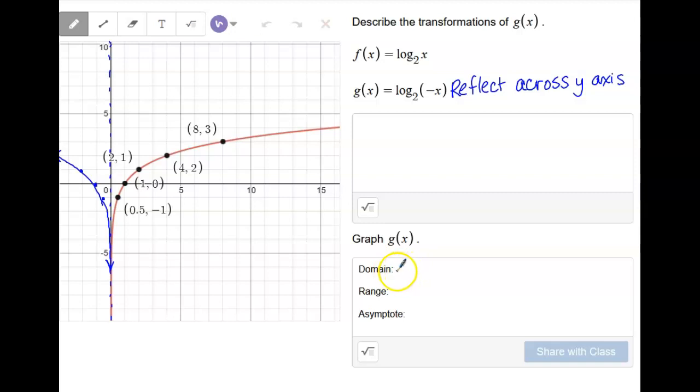Again, your domain has now switched, and your range has switched. So now your asymptote is going to be at x equals 0, just like it was before. And your domain this time, because it's coming from the negative side, is going to go from negative infinity to 0, and your range is still going to be from negative infinity to positive infinity.